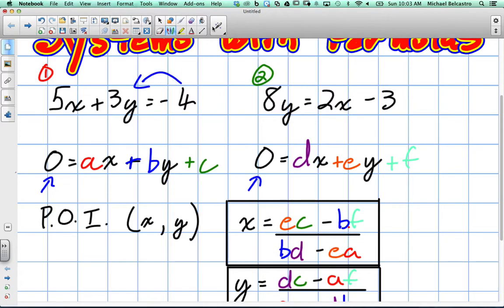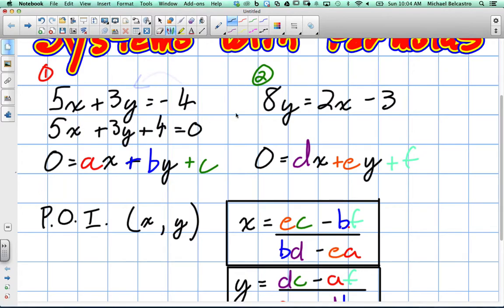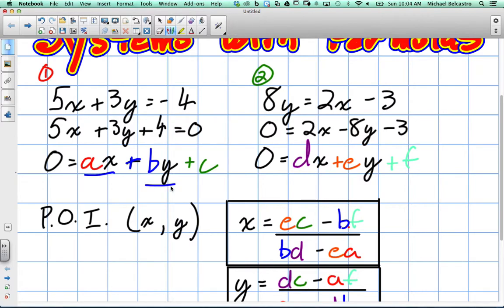In this one, I'll move the 4 over so it's set equal to 0. So we have 5x plus 3y plus 4 equals 0. In our other one, we have the 8y on this side, so I'm going to move it over to the right, and this will say 0 is equal to 2x, and I'm just going to put it in the same order, negative 8y minus 3. So now that I've done this, we want to set ours up so we have our x variable, then our y variable, then our constant, and then the same in our second equation.